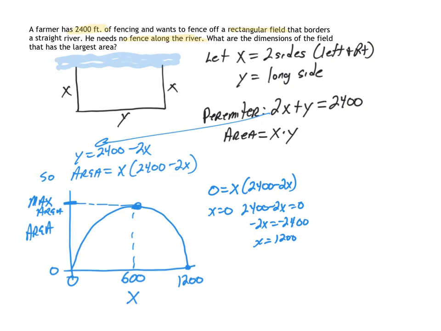Since that's going to be a parabola, I'm going to use that zero product property, the ZPP, and set x times 2,400 minus 2x equal to 0. Then by the zero product property, x has to be 0, or 2,400 minus 2x has to be 0.